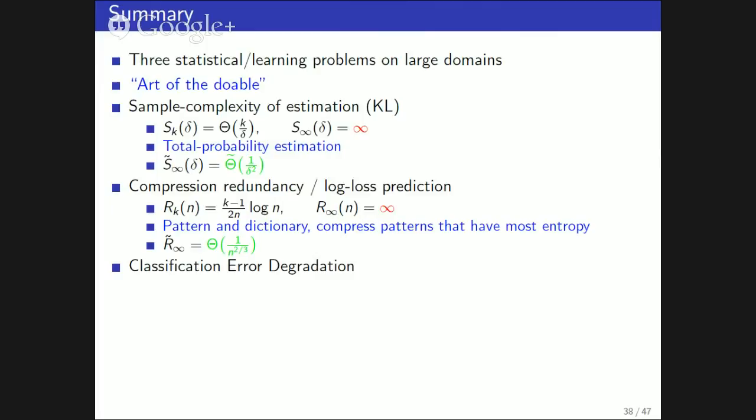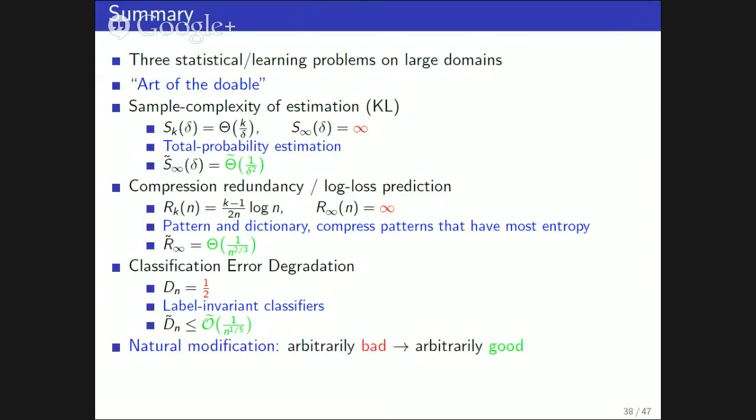And for the gradation of classification error, if you compare to a classifier that can do anything, then your difference could be half. But if you look at label-invariant classifiers, then your difference is at most 1 over n to the 1.5, and there's also a lower bound. I'm not sure if I wrote it here. Okay, and the point in all of those is that you can take a natural formulation, take something that's arbitrarily bad and turn it into something that's arbitrarily good, and it shows you that you can do something. Like in this case, you might say, okay, there's nothing I can do, no point in even trying. But like here, you can see that you can do something that will approach the goal.